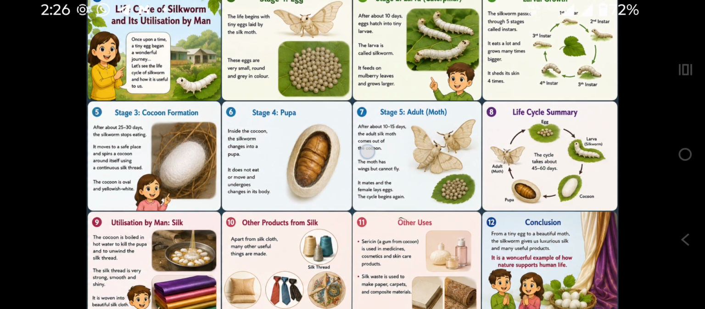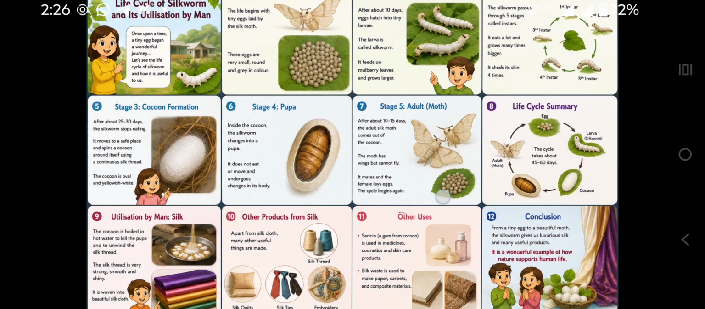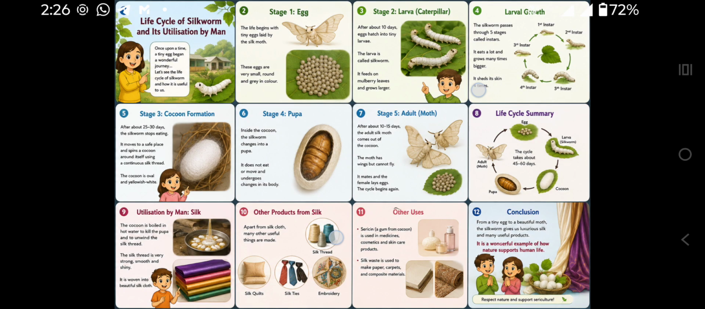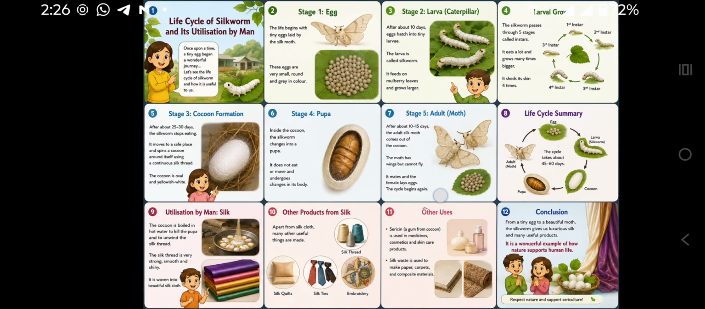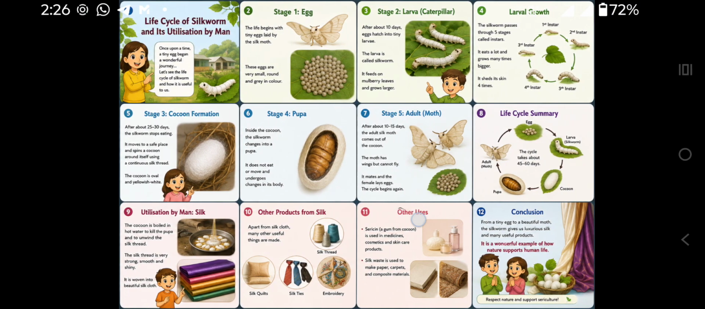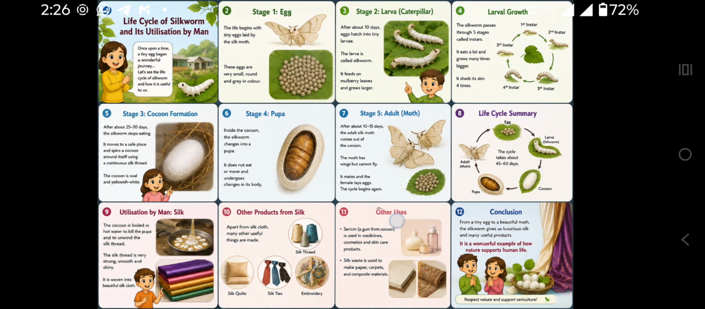You can see here the silkworm, and it is the moth. This is an insect. It belongs to the class Insecta and phylum Arthropoda. Man utilizes the products of silk, which is also very important for the economic growth of human beings. So this is all about the life cycle of silkworm and the utilization of its products by man.